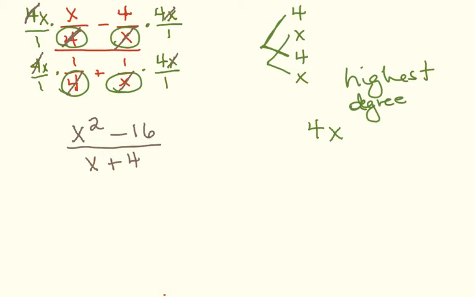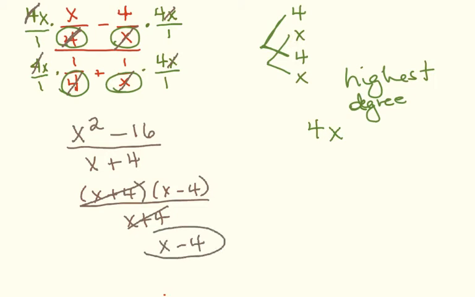And then this one I'm going to have to factor the top. It's the difference of squares, so it factors to plus and minus of the square roots. And we have the x plus 4 in the bottom. And these are going to cross out because they are common factors. And our final answer will be x minus 4.